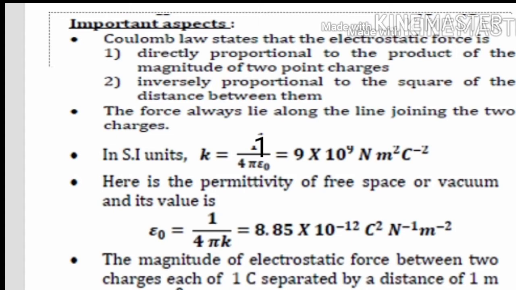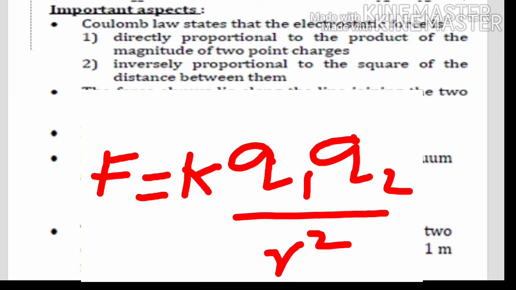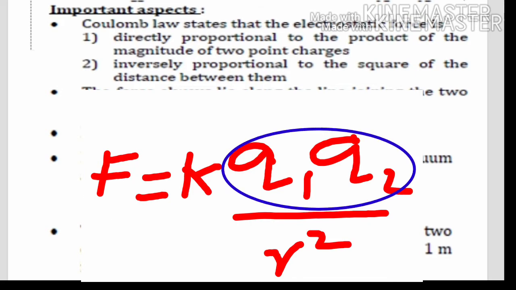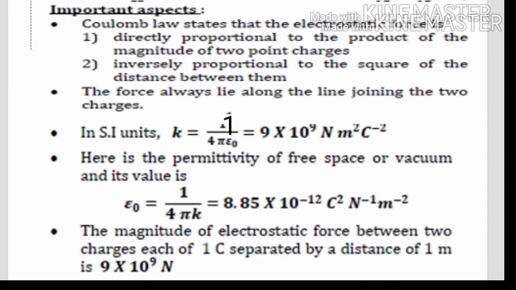Here the first point tells about Coulomb's law. We have discussed this law in the last class itself. According to Coulomb's law, the force between the two point charges is directly proportional to the product of the magnitude of the two point charges and is inversely proportional to the square of the distance between them. Next point, the force is always acting along the line joining the two charges.